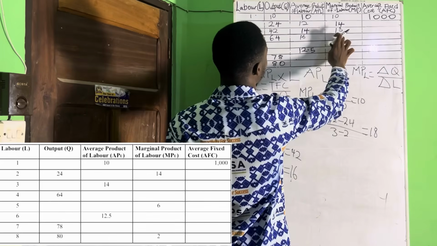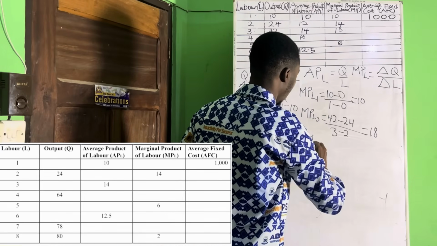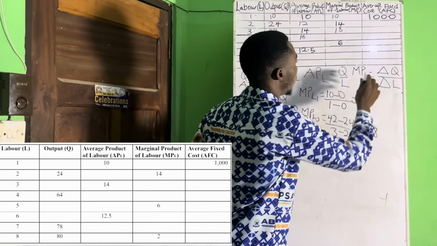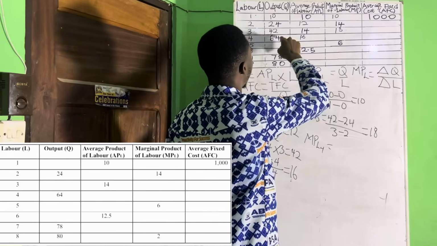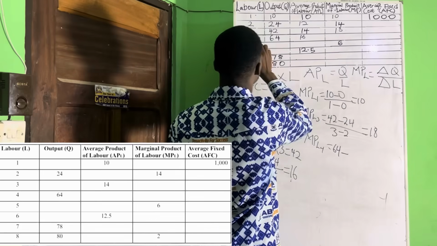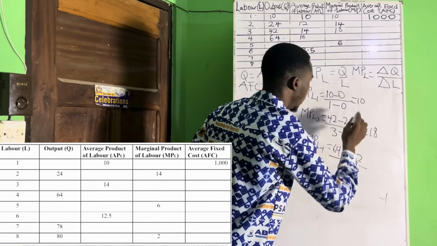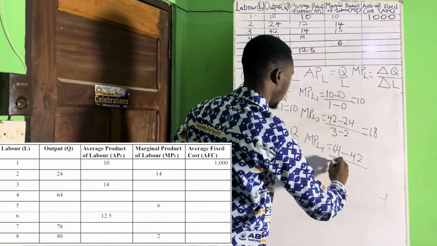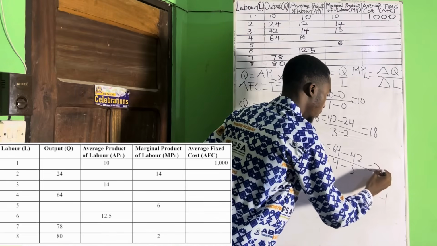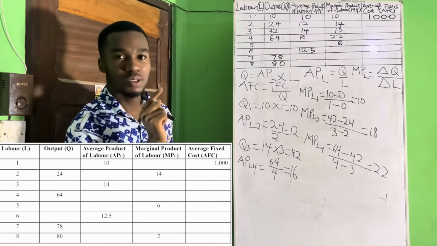Now we can find the marginal product of labor for the fourth one, which is here. So MPL4. We are getting the change in quantity. The quantity or the output for that particular one is 64, then minus the previous one, which is 42, over change in labor. So 4 minus 3. When you punch this on the calculator, you should be getting 22. Then we can write it here. So 22. Now take note of something.